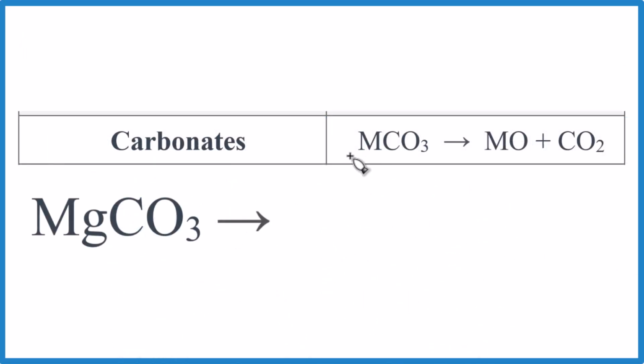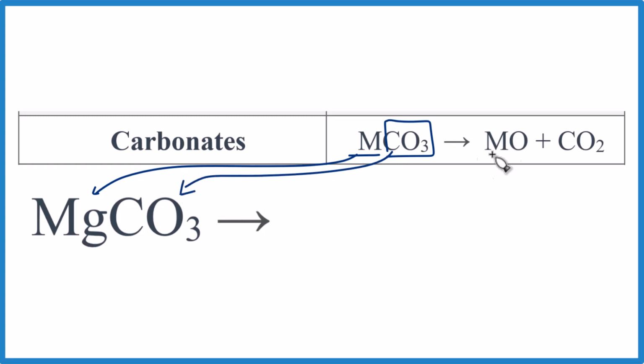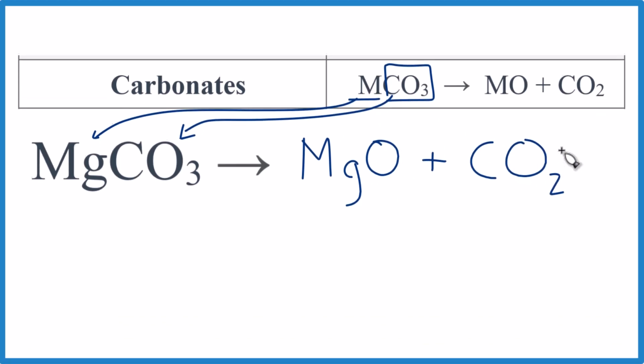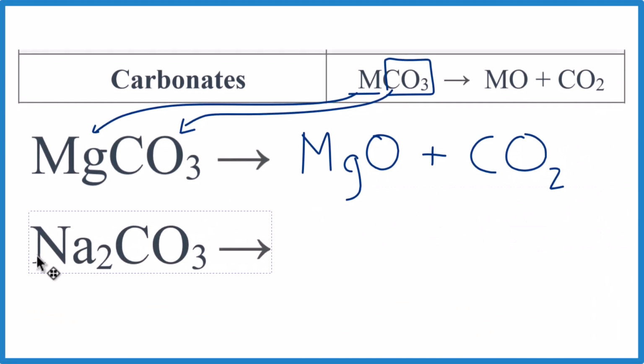For carbonates, we have the metal, that's the Mg here, and CO3, this is the carbonate. It is a polyatomic ion. So when this breaks down, we get the metal, that's the Mg plus oxygen. So MgO, and then we have carbon dioxide with that. So carbonates, they break down into the metal oxide and carbon dioxide. So pause, give this one a try.